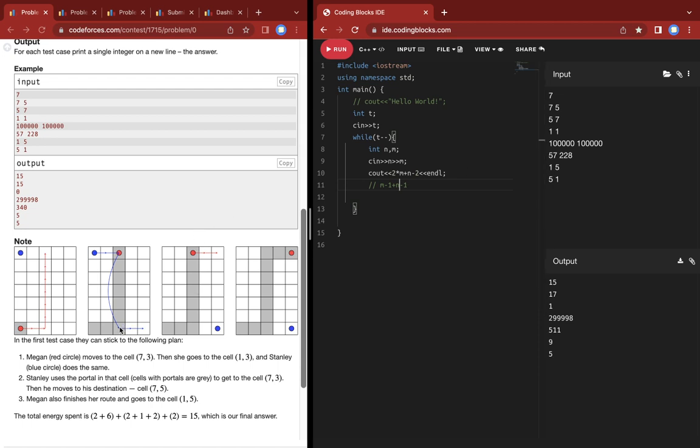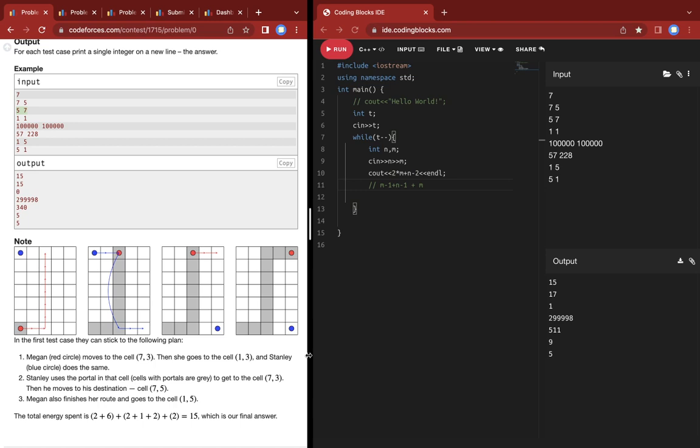Because this guy is at this place, so 1, 2, 3, 4, 5, 6, and it's actually a length of 7, so minus 1 for that. And the other guy has m. So this actually turns out to be 2m plus n minus 2. But that is not the case every single time. So in 5, 7, how can they do it in 15?